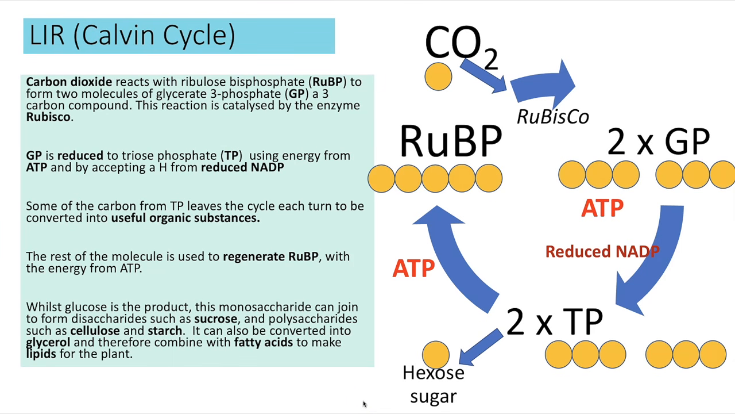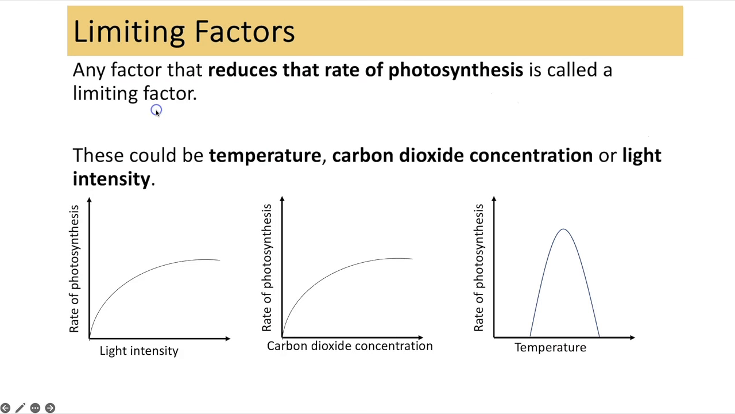So it takes 6 turns of the Calvin cycle before you have 6 carbons to create a hexose sugar, such as glucose. And whilst glucose is the product, that monosaccharide could join together with fructose to make sucrose, or many glucose molecules could join together in condensation reactions to make polysaccharides, such as cellulose and starch. Or the hexose sugars could be converted into glycerol, which is a 3-carbon sugar, and that goes towards making the lipids, or you could even add nitrogen to it to start to make an amino acid.